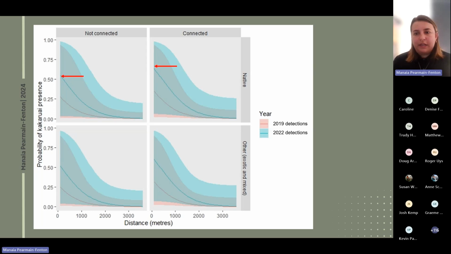Regardless of habitat connectivity or type, the probability of kakaruwai presence reduced significantly from a distance of 1,500 meters from the eco-sanctuary. So that's where you can see the big slope starts to happen. It starts to drop off after about 1,500 meters, even though, like I said before, the Graham's Bush site, which was 3 kilometers away, still contained quite a few birds.